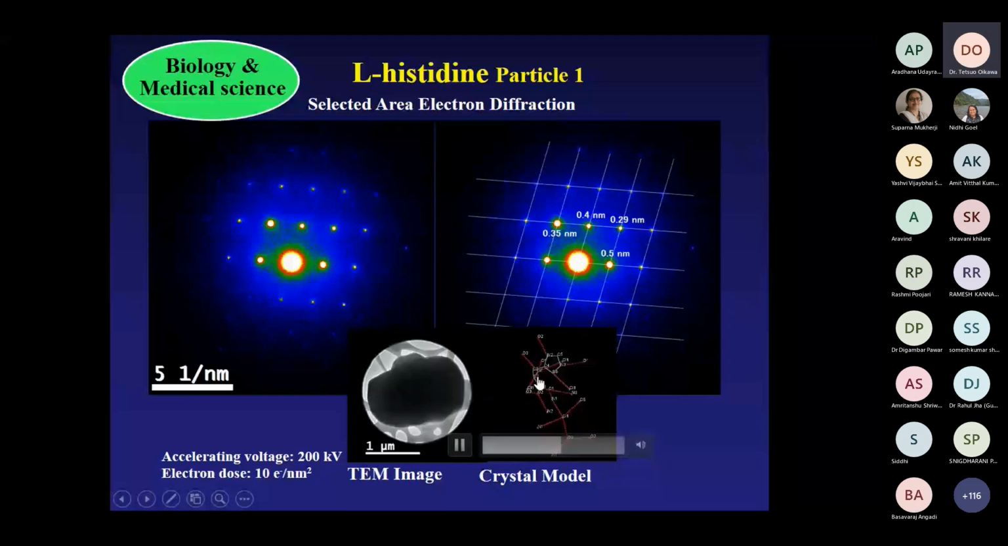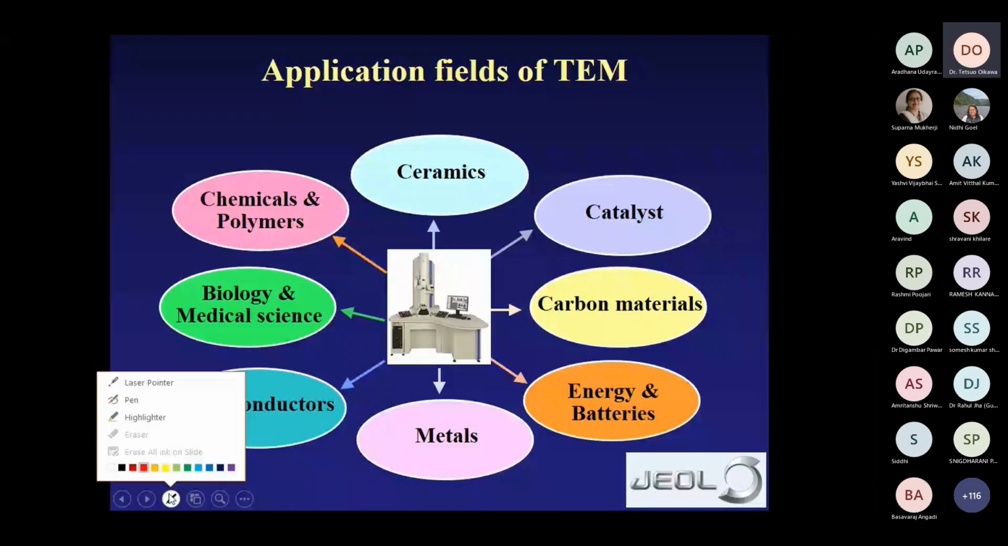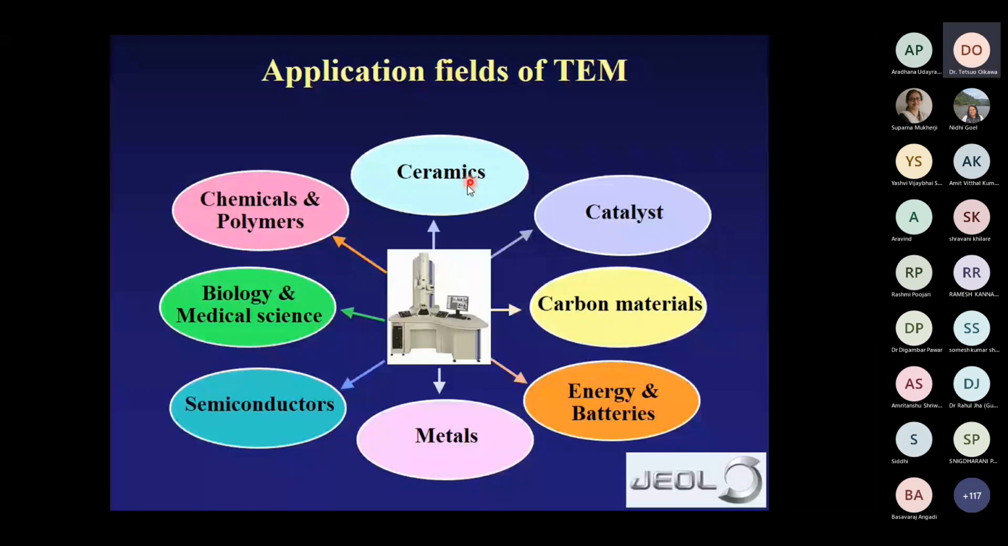Okay, like this, the electron microscope is applicable to a wide variety of fields, such as ceramics, catalysis, carbon materials, energy and battery materials, metals, semiconductors, biology and medicine, medical science, and also chemicals and polymer science, like this.